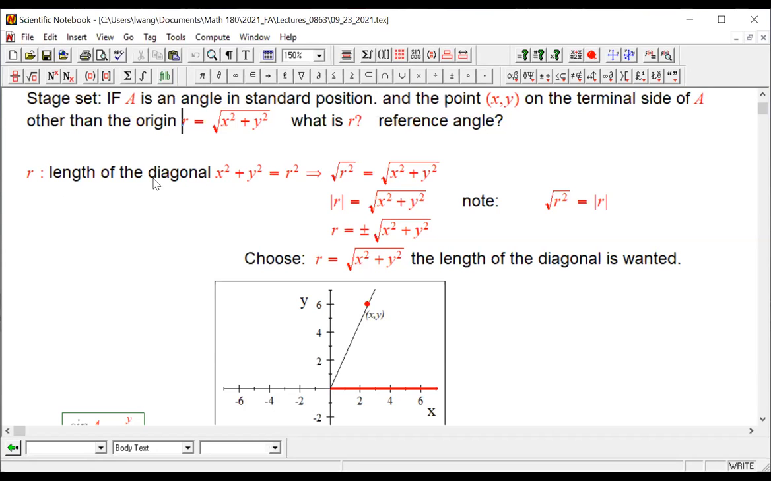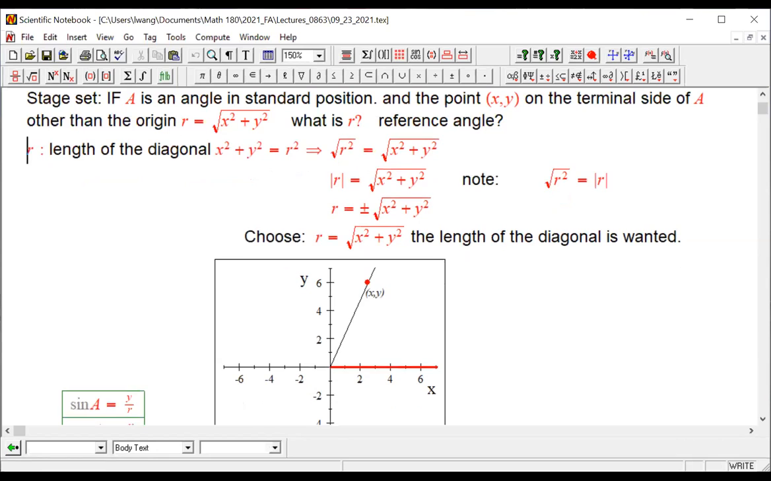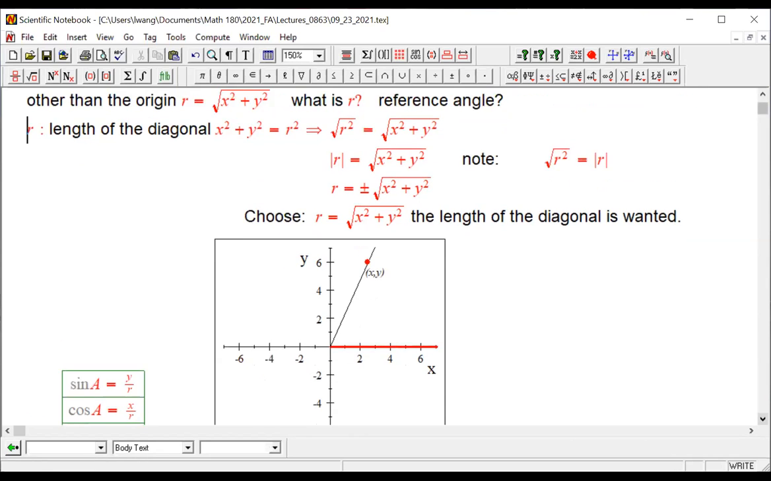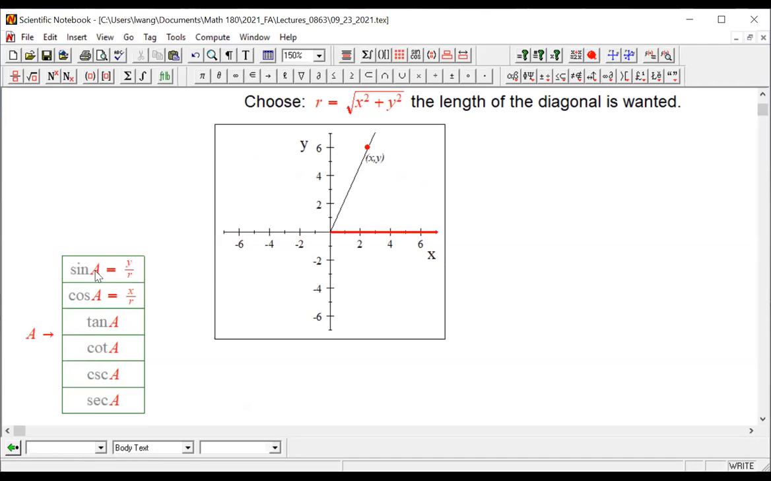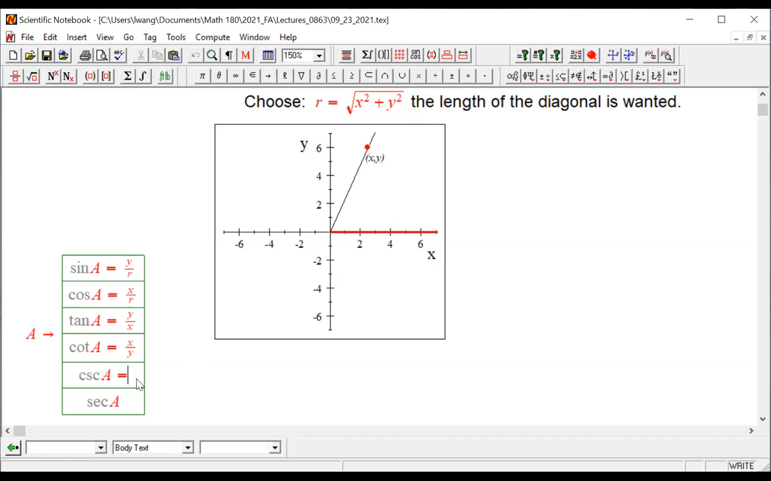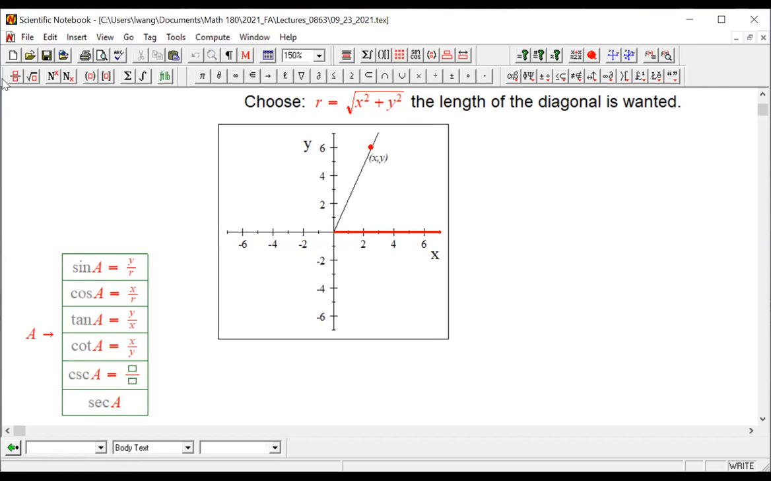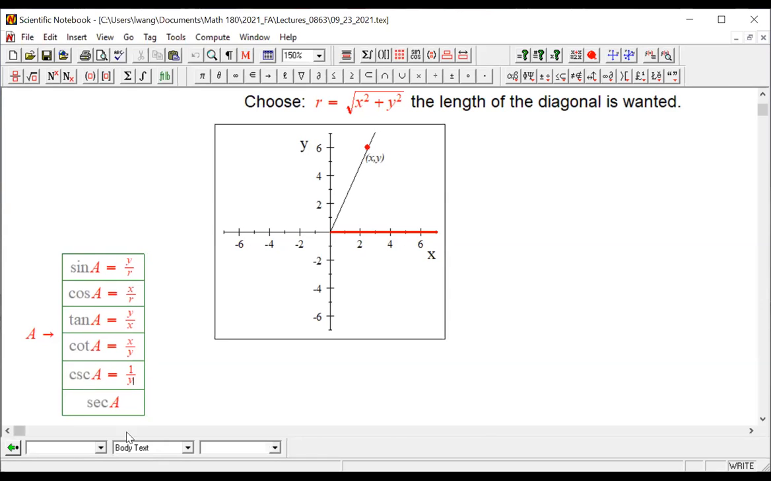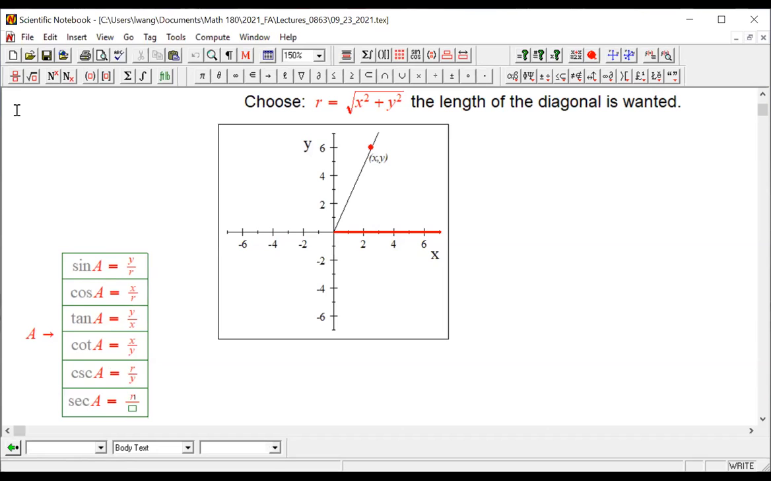Okay, so r is the length of the diagonal, so we're clear about that. And then what? We have a cosine function, so this is one rule, this is another rule, so we have a total of 6 rules. And tangent is y over x, and cotangent is x over y, right? And cosecant is 1 over y, and secant is 1 over x. Oh, sorry, r over y. Okay, and this is r over x.